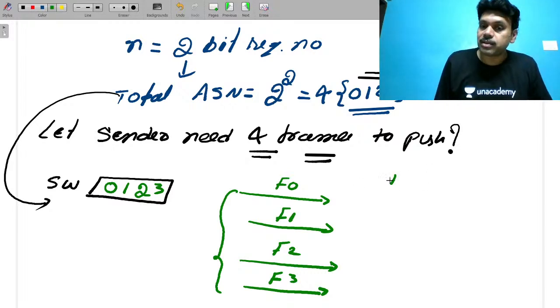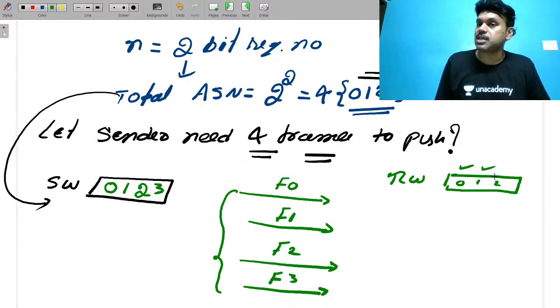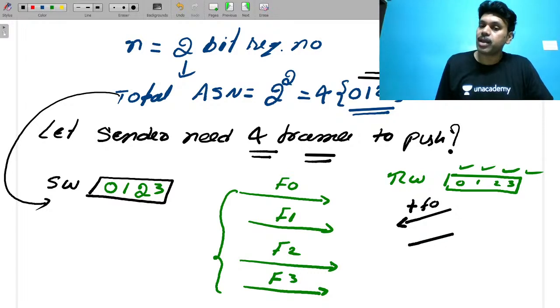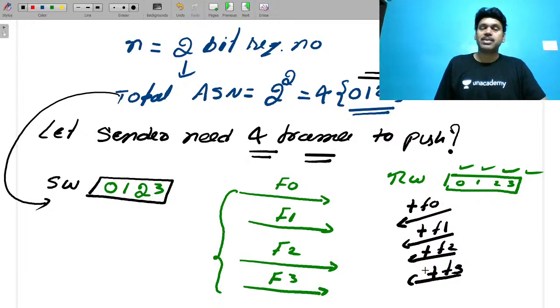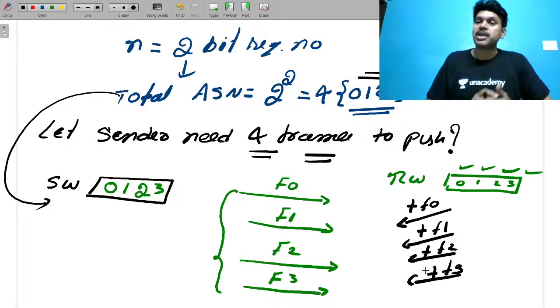You assume that the receiver received all the frames successfully. 0 success, 1 also success without error. Success means there are no errors. And 3 also success. Now he is sending acknowledgements. Acknowledgement for frame 0 positive. Acknowledgement of frame 1 positive. Acknowledgement of frame 2 positive. Acknowledgement of frame 3 positive. Yes, sender is happy now because he has sent 4 frames and 4 frames got a response. I feel that my data transmission is successful.